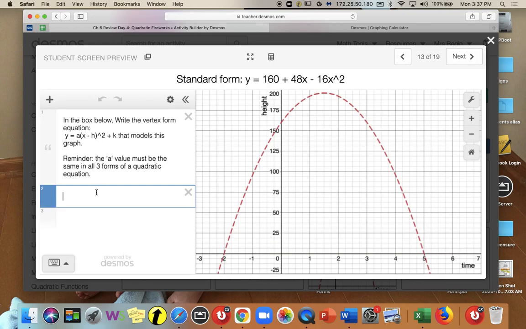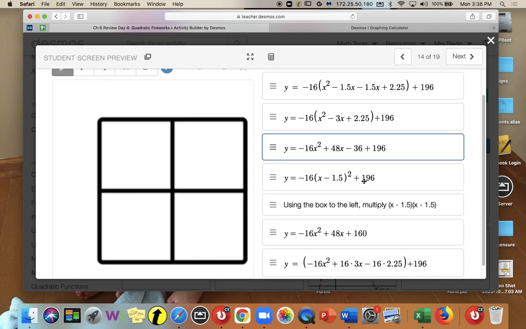All right, let's write the vertex form. We knew the a value. We know it's negative 16. And we knew that it shifts to the right 1.5, so minus 1.5. And then it goes up 196. So that gives us our vertex form. And now put it in order.